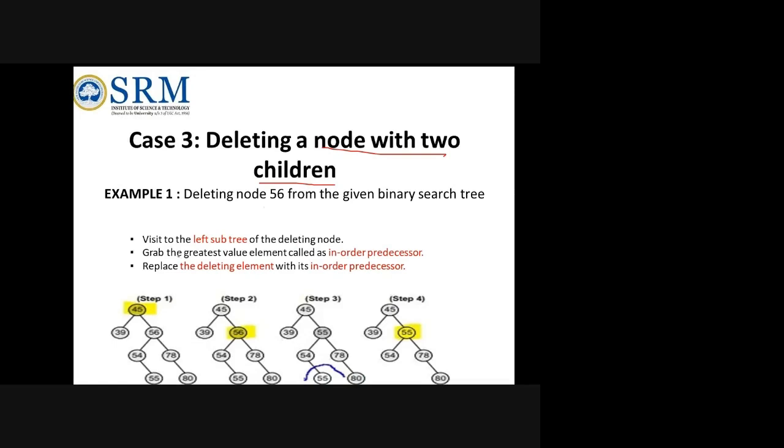So 56 is compared with 45, it is greater. Now 56 we have found. Now what should be replaced with 56? When you take 56, there are two nodes. Listen very carefully. There are two nodes, 54 and 78. You cannot replace this node directly.